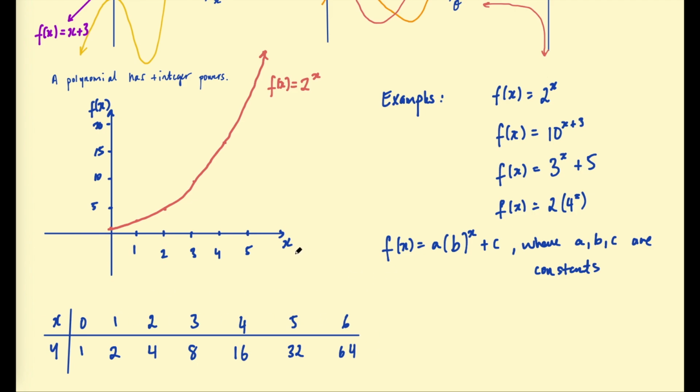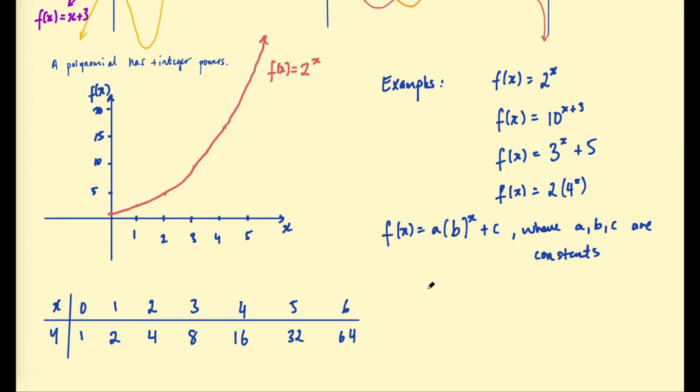The first thing I would probably point out is that we can see that we're doubling the y value each time. So we start at 1, double that, 2, double that, 4, 8, 16, double 16, 32. 32 times 2, 64. So that's one feature of this function, 2 to the x. It's kind of like the doubling function, if you like.